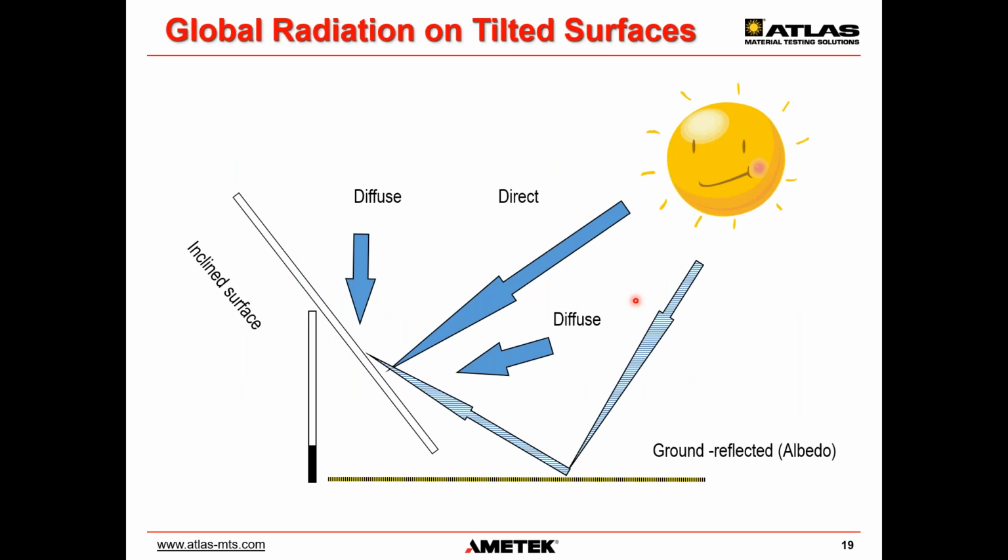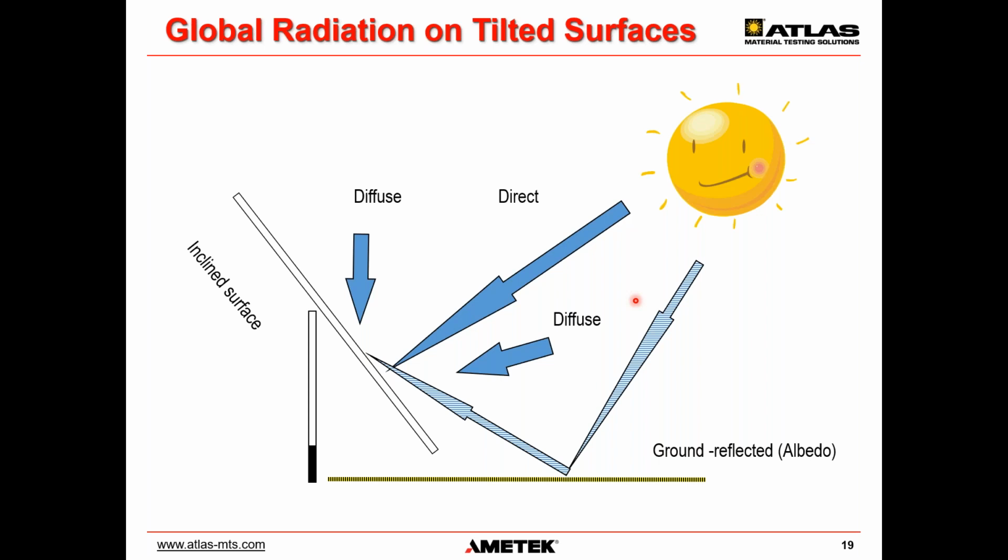So another effect on the spectral irradiance distribution on a surface is the so-called albedo reflection. This is relevant for inclined surfaces because you have an additional factor, reflected solar radiation from the environment.